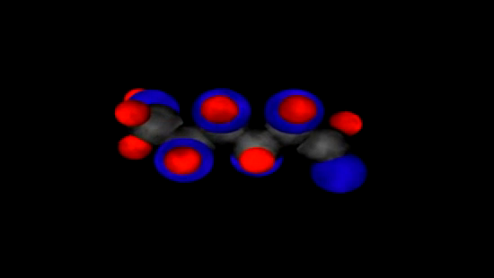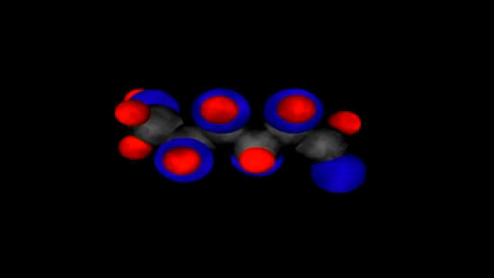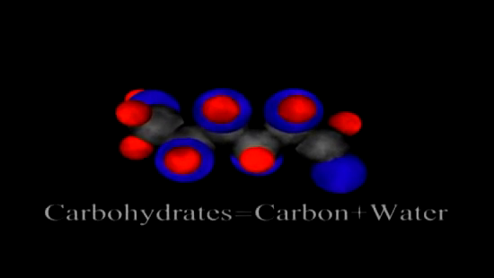Thus, the general formula for sugars is CH2On, where n is the number of carbons in the backbone. It is from this formula that carbohydrates derive their name, which literally means carbon and water.